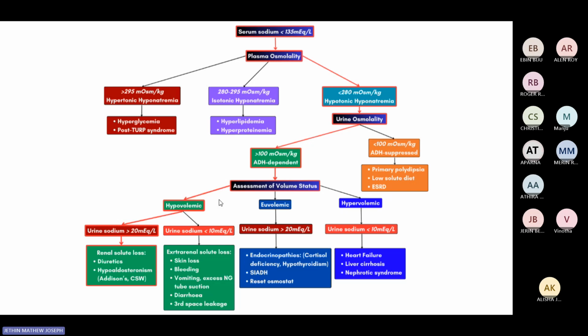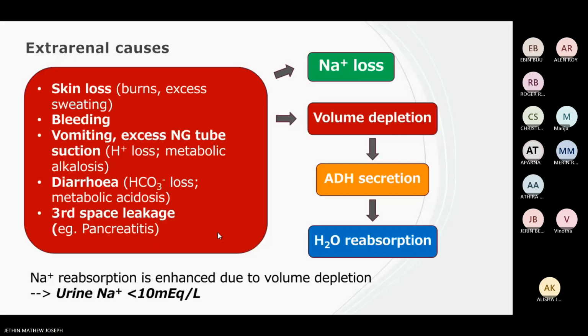What if the patient is hypovolemic but urine sodium is low? That means your kidney is okay. The kidney is absorbing, ADH is acting in the kidney, and sodium is being reabsorbed normally in response to hypovolemia, so your urine sodium is going to be low, not high. So why do you have hyponatremia? Extrarenal causes: skin loss, bleeding, all these causes can lead to direct sodium loss. Because of this, there will be volume depletion and ADH secretion, and then water reabsorption will cause a dilutional effect and contribute to the hyponatremia.